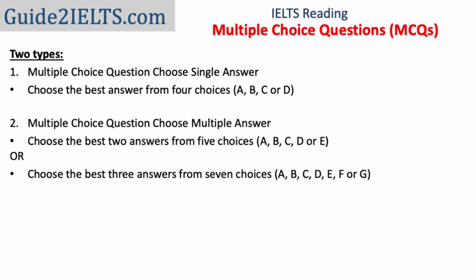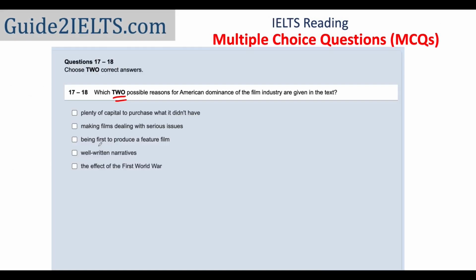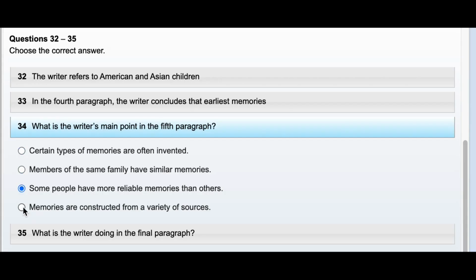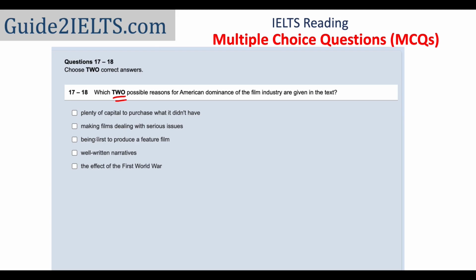There are two types of multiple choice questions, or MCQs. One where you have to choose one correct answer, and the second where you have to choose more than one correct answer. It is clearly mentioned in the question if more than one answer needs to be chosen. In the case of computer-delivered IELTS, you need to choose the correct answer or answers.